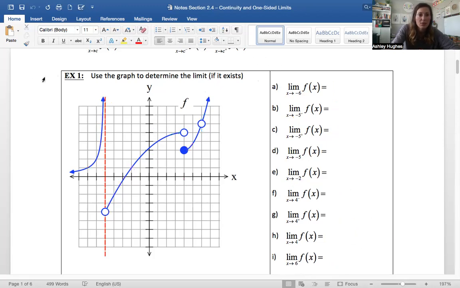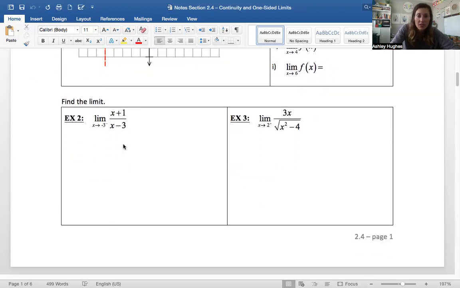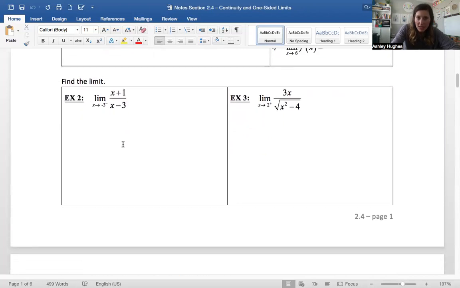I'm going to clear it and move the notes down. So now let's talk about how we find them analytically. You plug in -3. Well, what happens if I plug in -3? -3 plus 1 over -3 minus 3, I get -2 over 0.